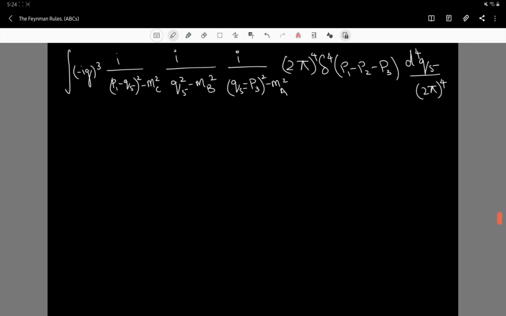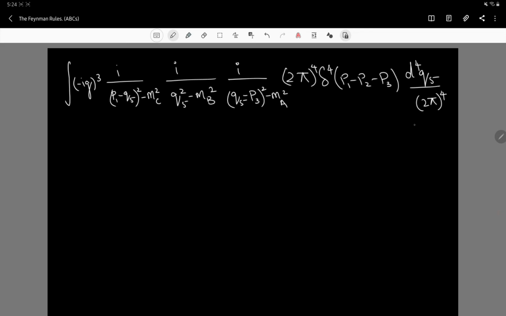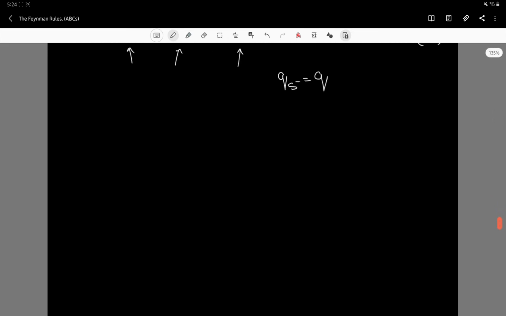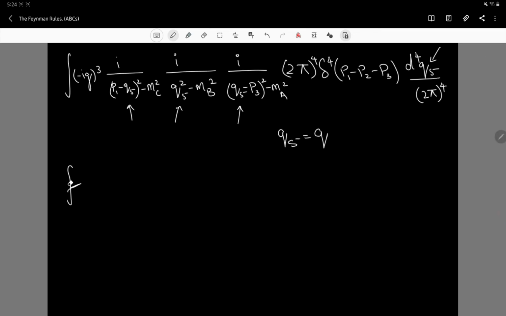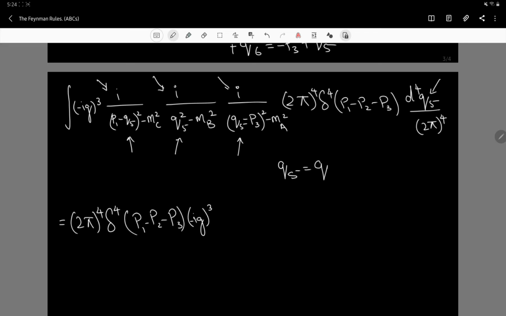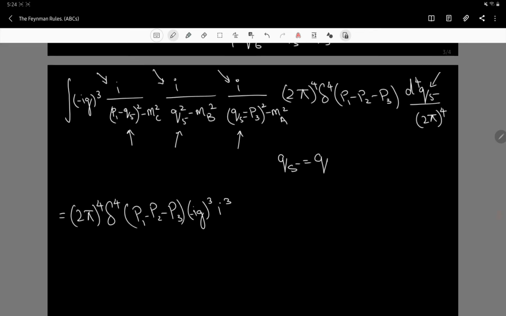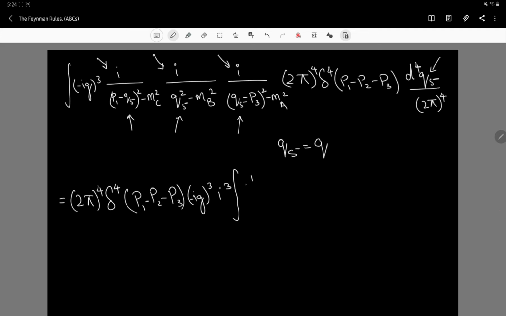Now I can clean this up a bit, right? First of all, note that now I just have one q in this whole integral, and that's just q5. So I can go ahead and relabel q5 as just q. On doing so, I can clean this integral a bit. Well, I can throw some constants outside. So I would have 2 pi power 4 delta 4 p1 minus p2 minus p3, negative iota g cube. And you see you have 3 iotas over here, so we can just throw these out as well. So I would have iota cube, right? And then the integral is over q's. So everything that has q stays inside this integral, and q5 is relabeled as q.